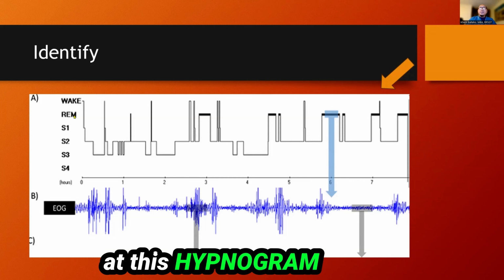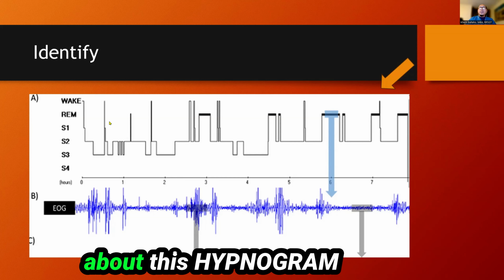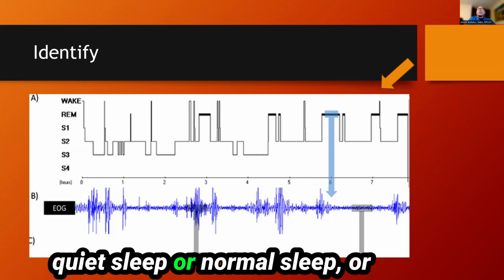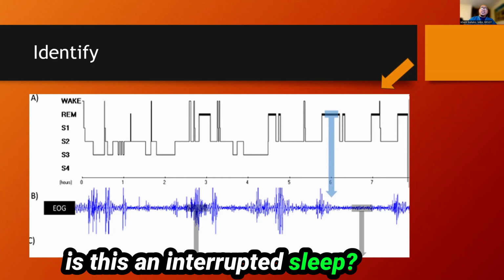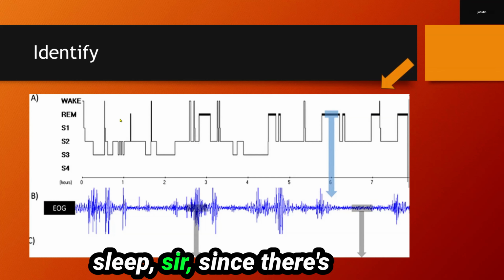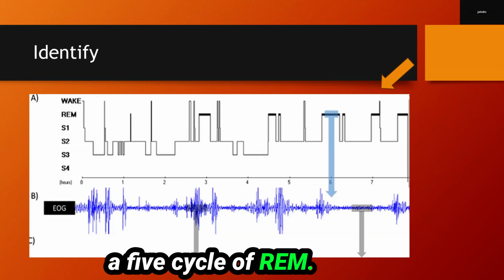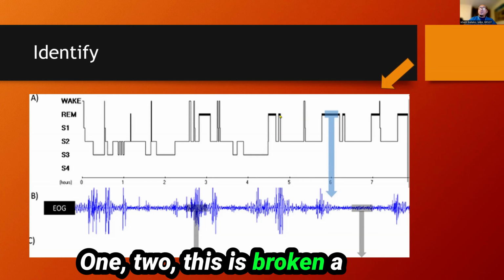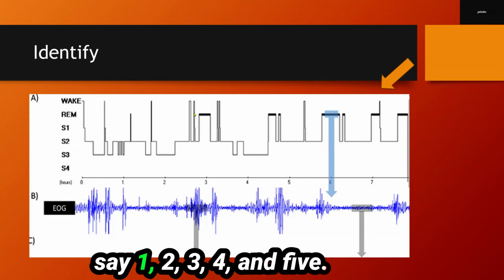So when you're looking at this hypnogram, can you tell me anything about it? Do you think this was a very quiet sleep or normal sleep, or is this an interrupted sleep? I think it's very good sleep, sir, since there are 5 cycles of REM. 1, 2, 3. Broken a little bit here, but yes, 1, 2, 3, 4, and 5.